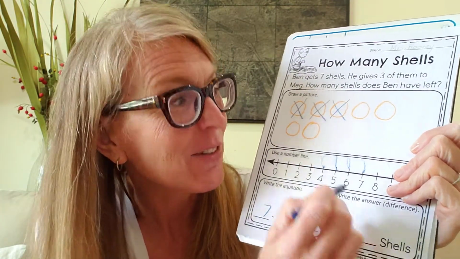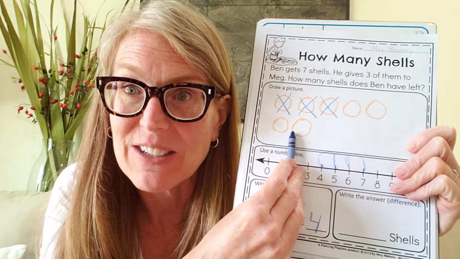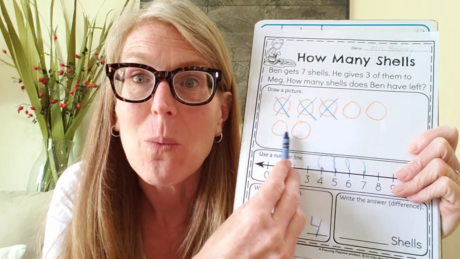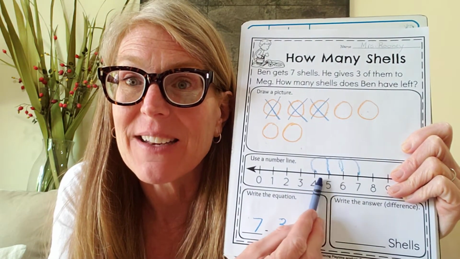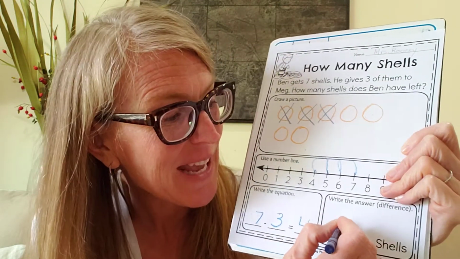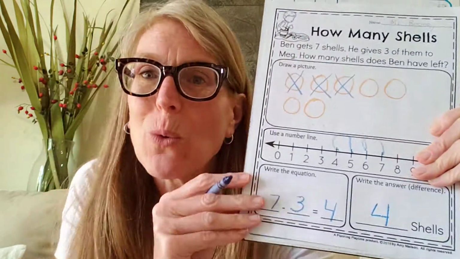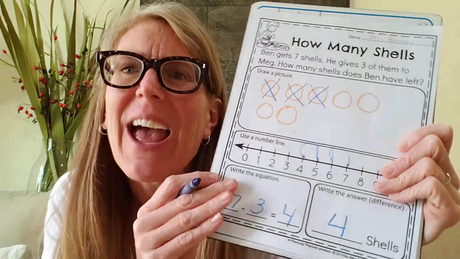He had, let's go back up to our picture. How many shells did he have left in our picture? 1, 2, 3, 4. How many shells did he have left on our number line? 4. So he has 4 shells left. Excellent job reviewing that number line.